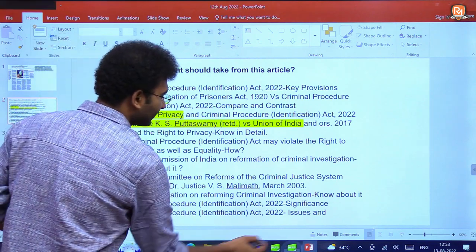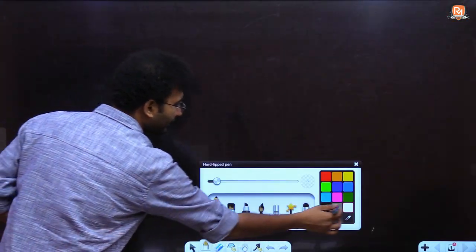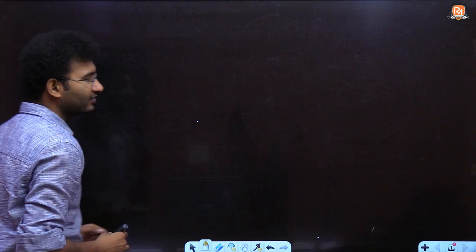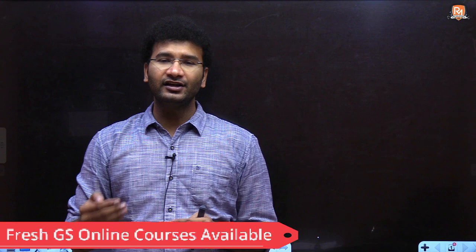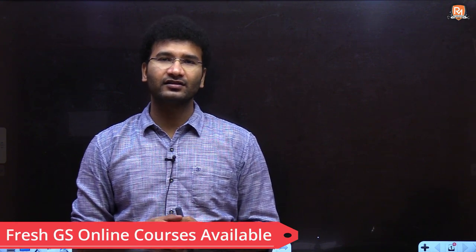Before we start, I wanted to give you a brief idea about what this article talks about. This is an article about the identification of criminal procedures. That means if you have committed a crime, it is very difficult for the police to identify whether you really did this crime or not. For this, there needs to be some technological advancement and technological data to prove that you have done this crime.